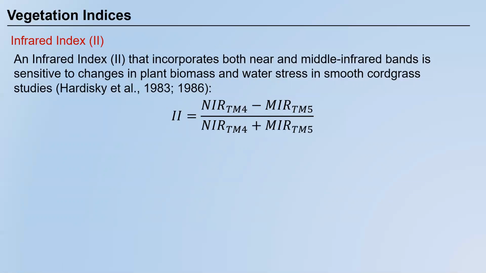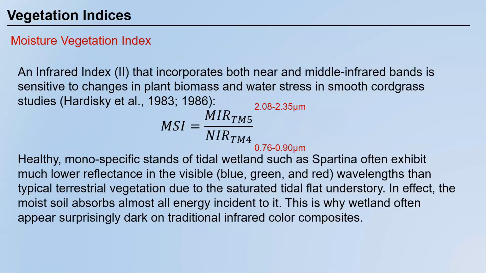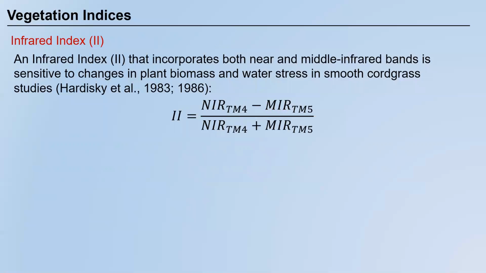So for II, if a specific type of plant does not have very strong water stress, then II should be large instead of small. So it is the opposite of MSI in terms of the meaning of the value. The larger the II, the lower the water stress.